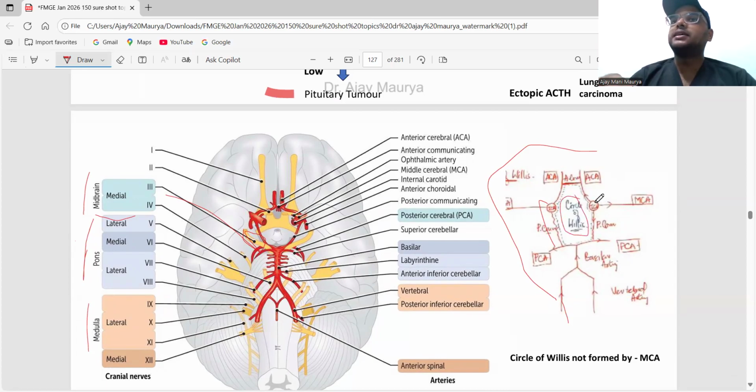Actually, guys, see here, this is the internal carotid artery. But can you tell me, the MCA, the middle cerebral artery, does it form the circle of Willis? No, it does not form the circle of Willis. This is a question they asked once in the examination. Just try to look at this one also.